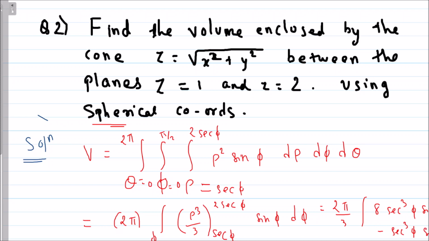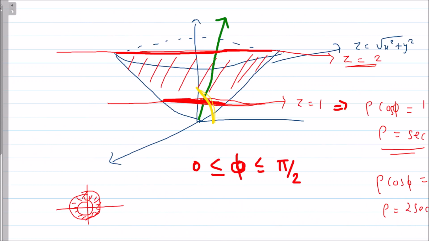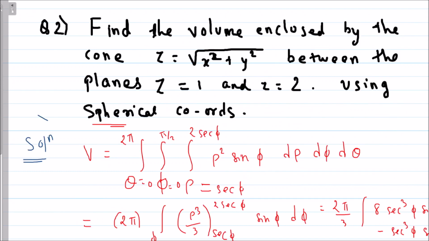So this is nothing but 8 minus 1 is 7 sec cube. So this is 7 into 2 pi by 3, which is 14 pi by 3. I hope my calculations are correct. So when you do these calculations, what you will get? Okay, I think this will be the best time to stop. You will have 7 sec cube of phi into sine phi, which you can write as sec square of phi into tan phi.